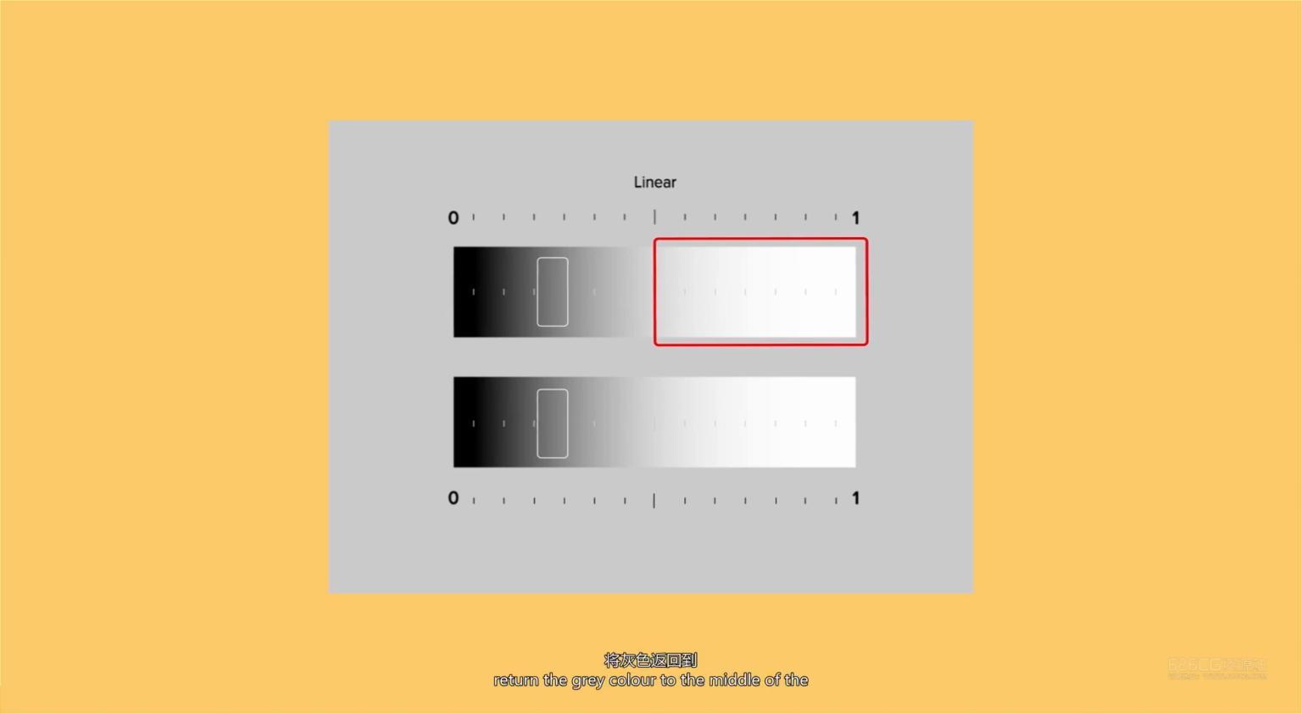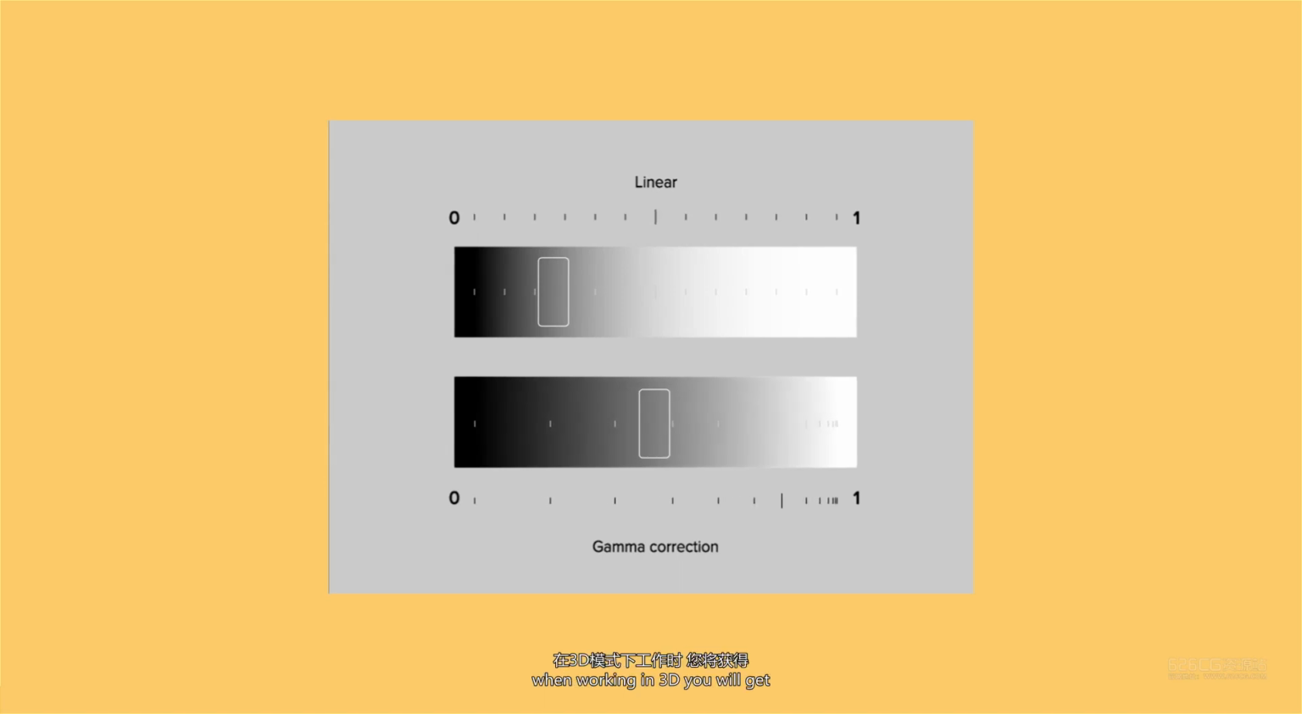That is, return the gray color to the middle of the gradient and adjust all other shades to it. Thus, applying gamma correction when working in 3D, you will get better shadows, more detail in the illuminated parts, and in general, you will significantly reduce the time for setting up lighting. I will show you how to set up conversion and output to sRGB in Redshift.